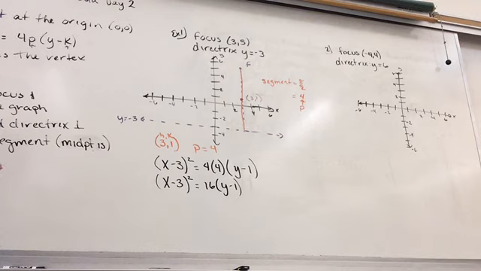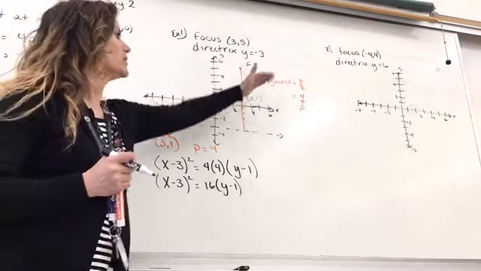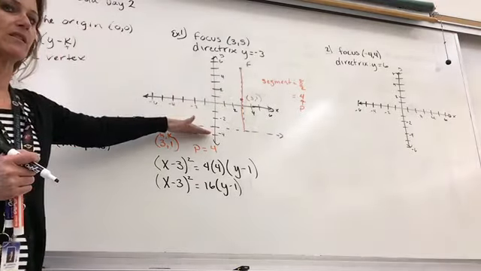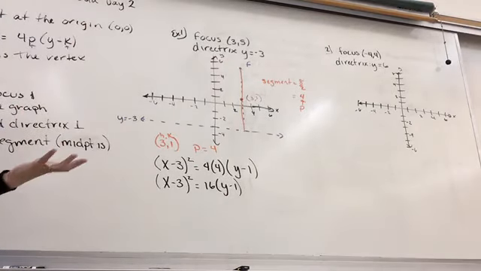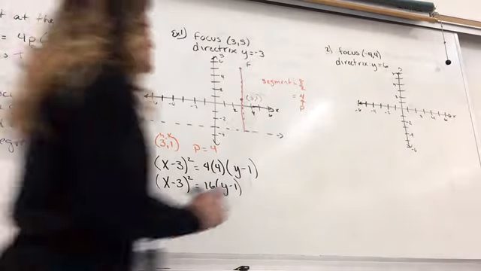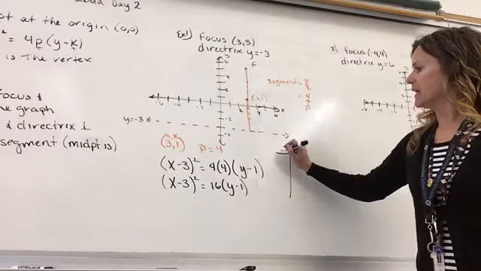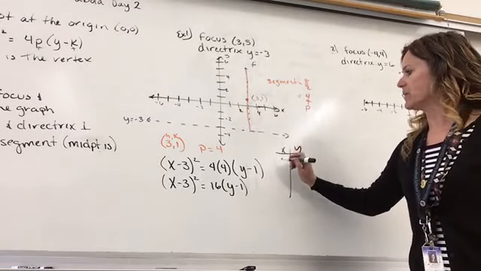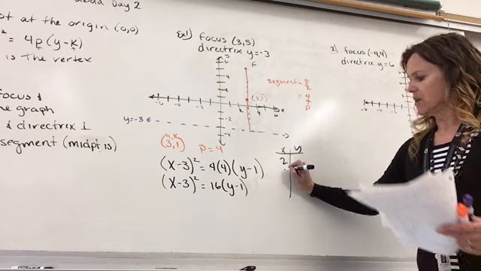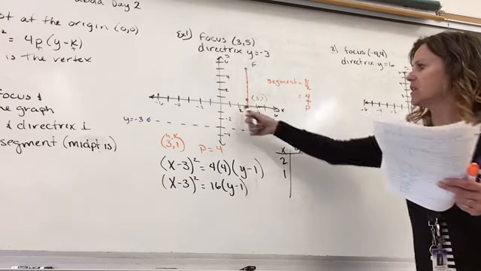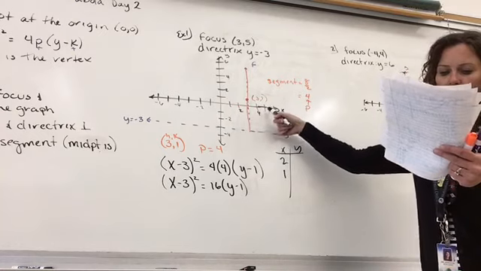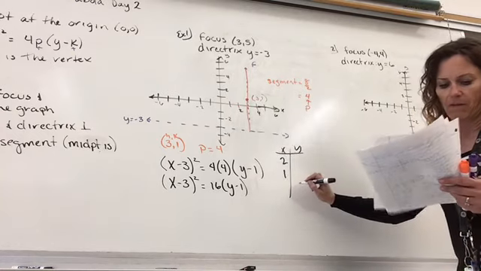Now, if I want to finish my graph, I know my parabola is going to open up because the directrix is below it and the focus is above it. I can create a quick little table of values to use. I'm going to go on both sides. I'm going to plug in 1 and 2, and let's go 4 and 5.